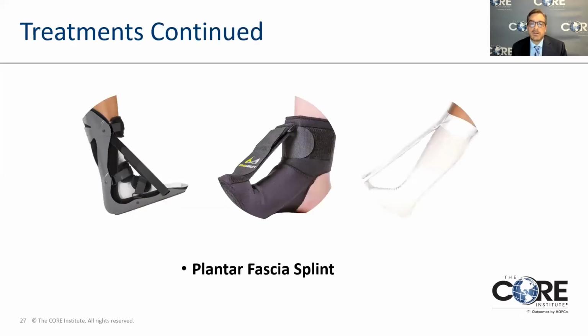So let's go to the plantar fascia splint. With the plantar fascia splint, there are different variations. The plantar fascia splint is not a walking splint. On the right, we have something called a Strassburg sock. The one in the middle is a little variation of a Strassburg sock. And the one on the left is a plantar fascia splint. But essentially what it does is, without you actively stretching out your calf muscle, it helps stretch out the calf muscle.